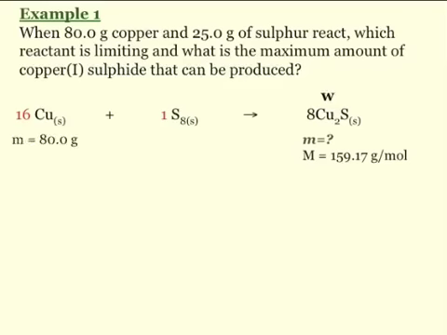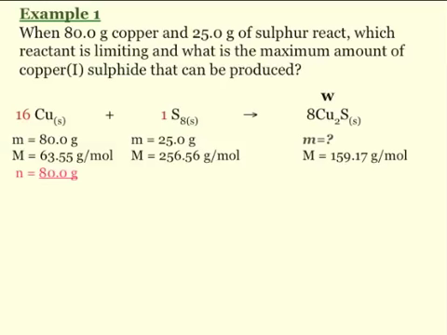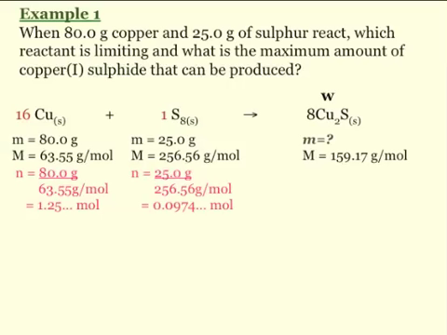I'm told that I've been given 80 grams of copper at a molar mass of 63.55 grams per mole, and I'm given 25 grams of sulfur at 256.56 grams per mole. Figure out the number of moles. For copper, I take 80 grams and divide it by the molar mass, okay, and that gives me 1.25 moles. I do the same for sulfur, okay, and that is going to give me 0.0974 moles. But that is not the end of the story.